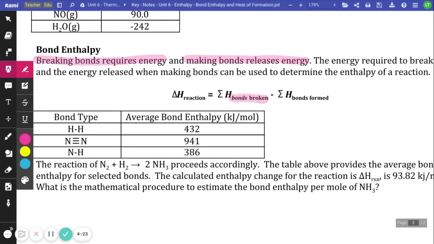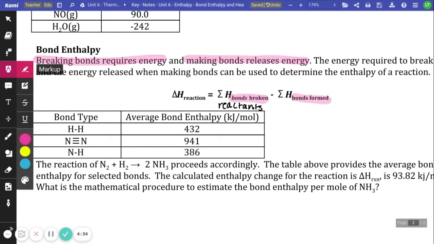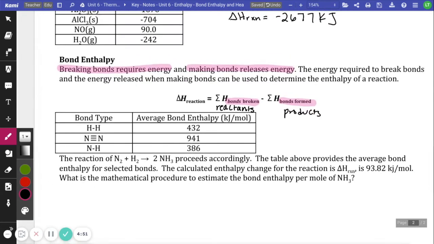Now, where are bonds broken? On what side of our reaction do our bonds break? Well, our bonds break on our reactants. And then where are bonds formed? Our bonds formed happens on our product side. So this reaction is going to end up being opposite because it's going to be the energy that it takes to break our bonds minus the energy that is released when we form them. So it's going to be reactants minus products. So you guys see how they're very similar, but just have slight differences to them. So let's jump in on this one and work our first problem.